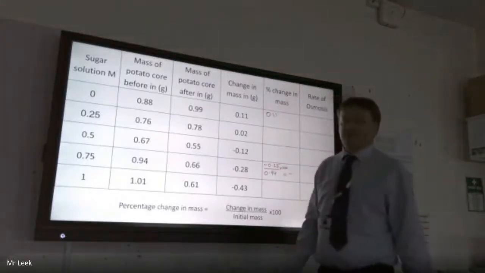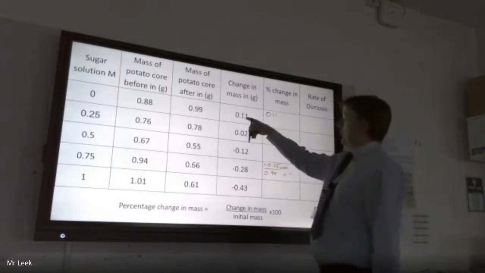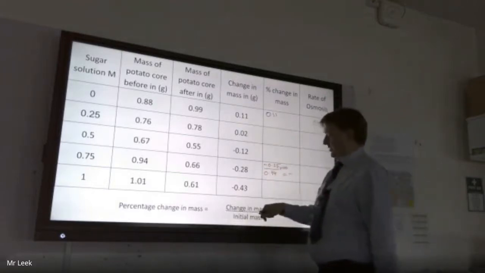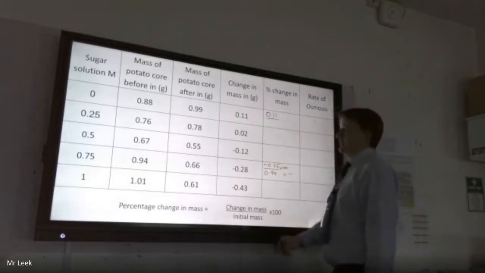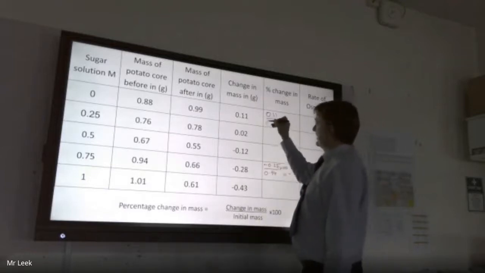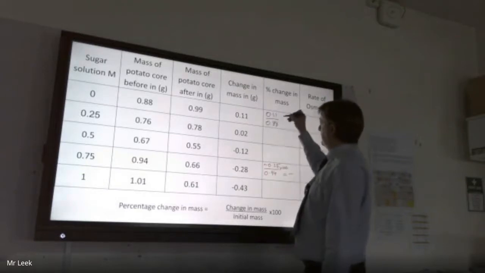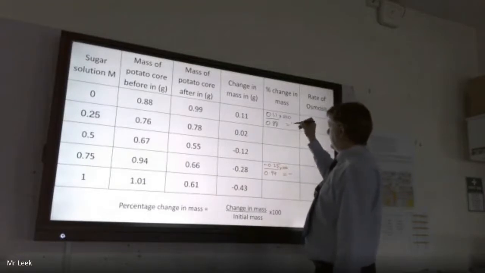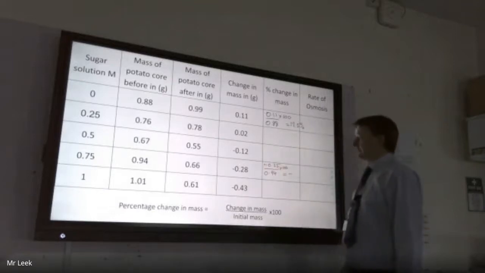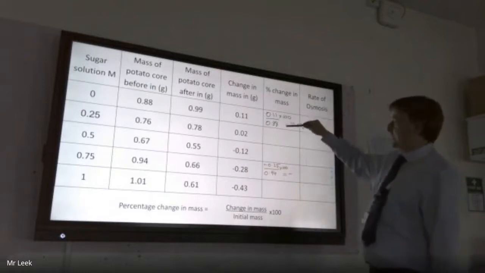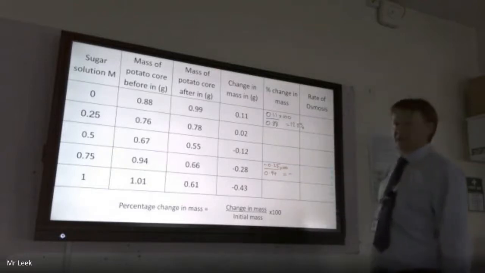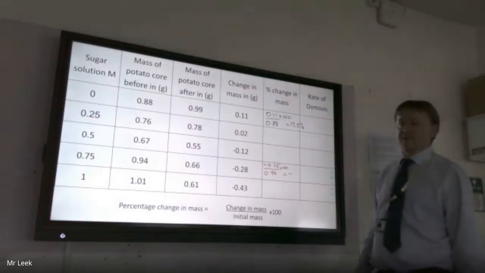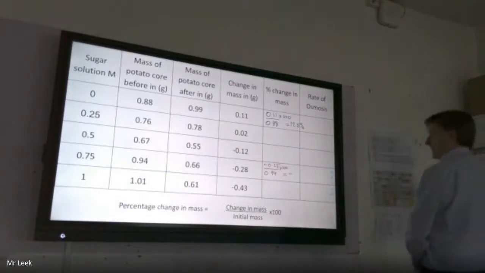Can you see that? Yeah, so this is the first one. 0.11 is the change in mass, and I'm doing it from the equation at the bottom here. Divide that by the starting mass, which is 0.88, times by 100 equals, and in my calculator it works out to be 12.5%. Then what you need to do, Scarlett, is the same sum down the others. Can you read those numbers now? Yeah. Okay, brilliant. A few minutes, just get on with that, please.